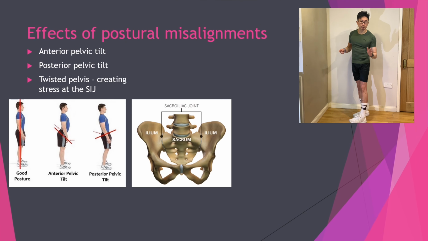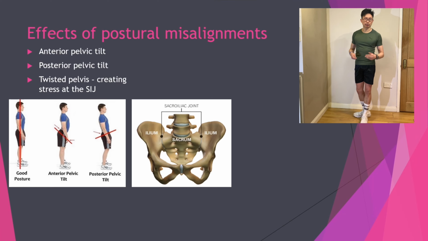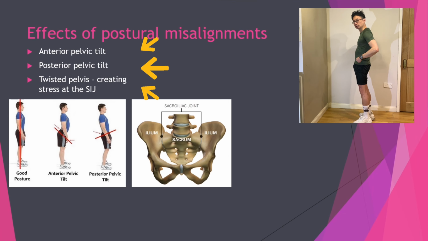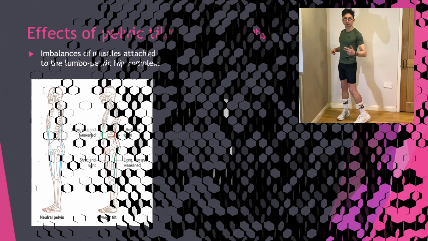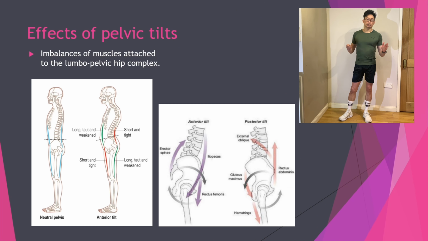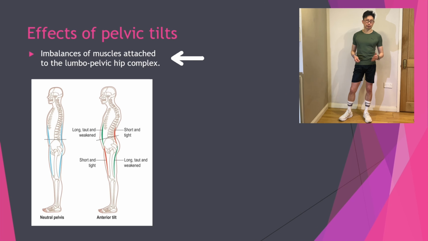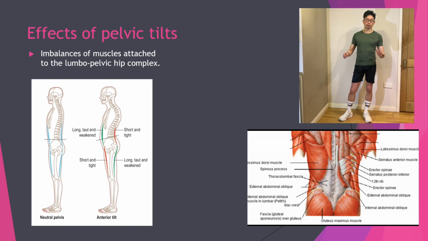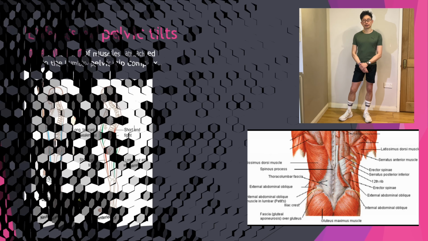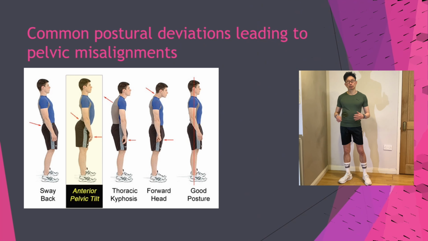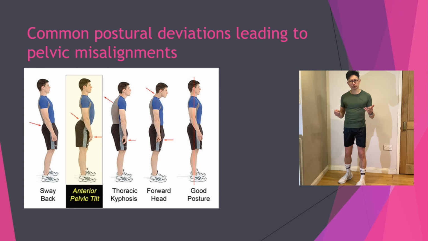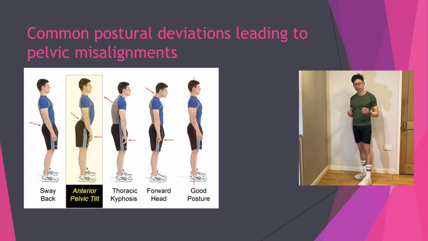Effects of postural dysfunction on pelvic alignment include anterior, posterior, and lateral pelvic tilts. Poor postures leading to the associated pelvic misalignments can cause imbalances of the muscle attached to the pelvis, such as the muscles of the glutes and the lower back. Let's now take a look at some of the more common postural dysfunctions that can lead to lower back pain.